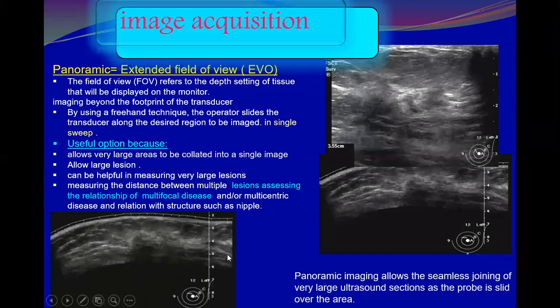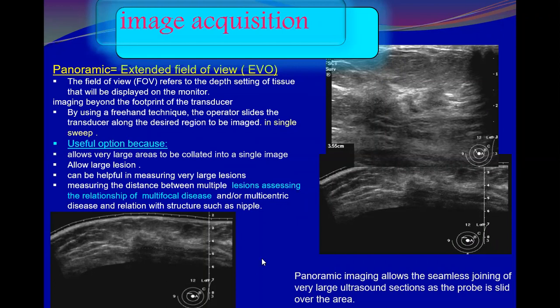You can measure large lesions, or measure collectively multifocal lesions within the same quadrant or within a 5 centimeter area, or measure the distance between the lesions to decide whether it is multifocal or multicentric if it is more than 5 centimeters, you see? And you can also evaluate the lesions in relation to other structures, like in relation to the nipple, and so forth.